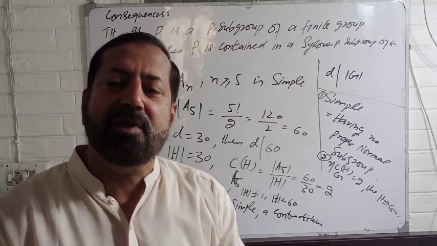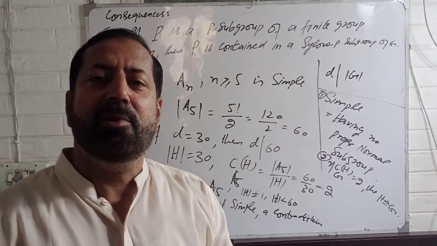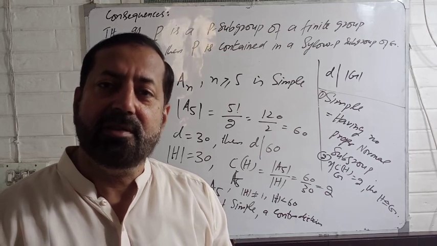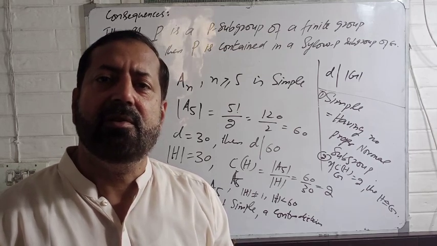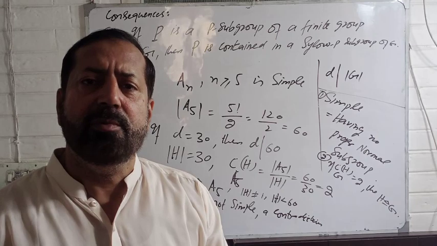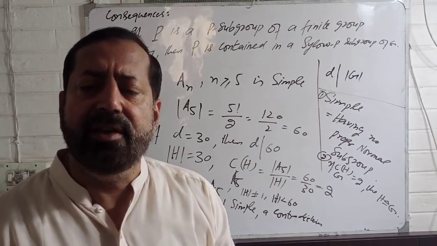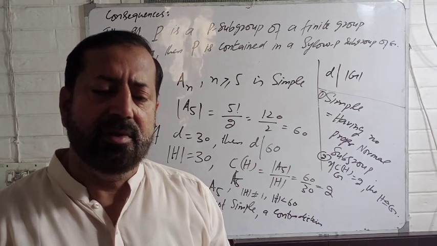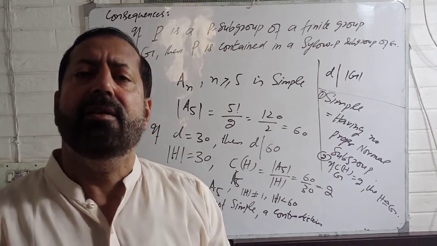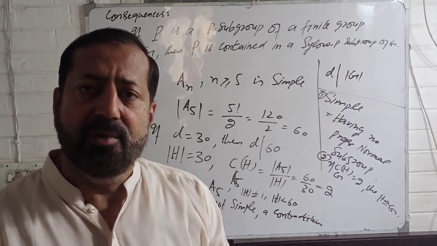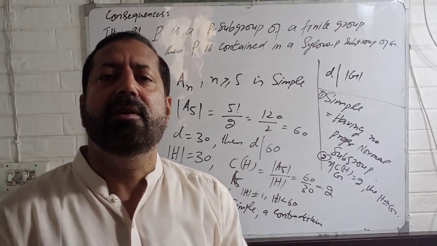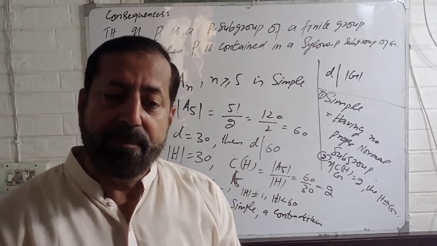And the second question was, how many subgroups are there? If there is a subgroup of order d, where d is a divisor of the order of G, can you find the number of subgroups of order d? So this was addressed in Sylow's third theorem. Okay, so that's why we are studying Sylow's theory.